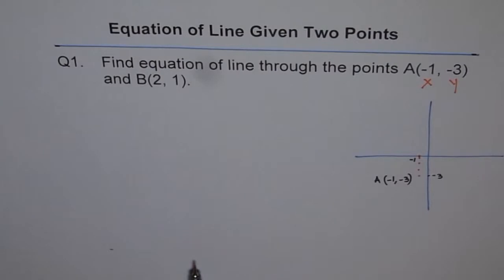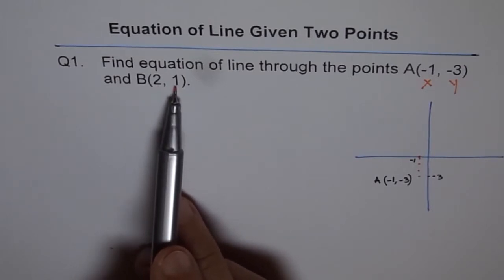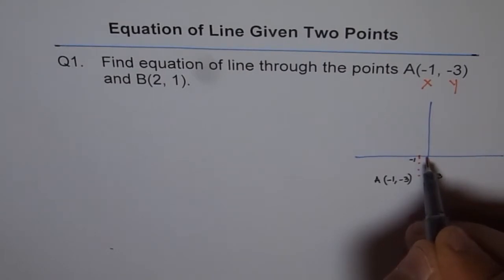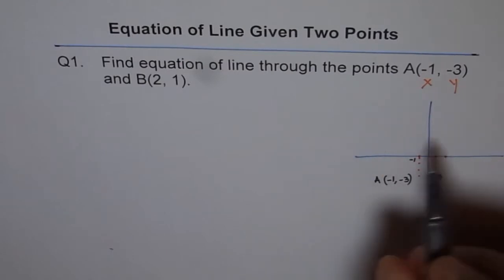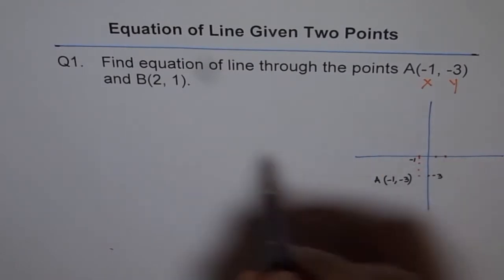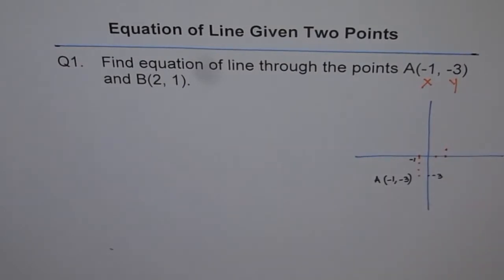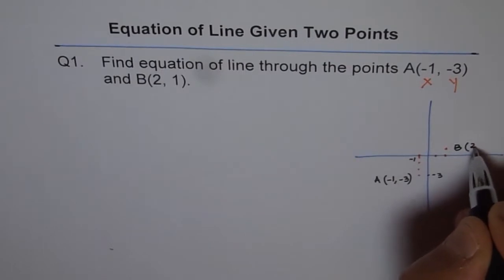Correct? Now similarly, let's locate point B. Point B is 2 units on the x-axis and 1 towards the y. So we'll go 2 units from 0, that's our origin: 1, 2. So that is 2 units along the x-axis and 1 unit up. 1 unit up could be here, correct? So that becomes the point B for us. We'll write this point as B equals (2, 1).